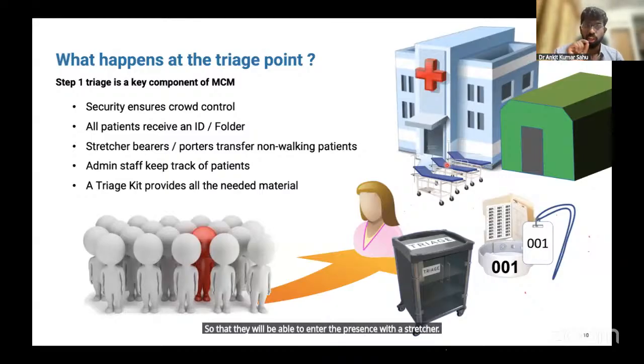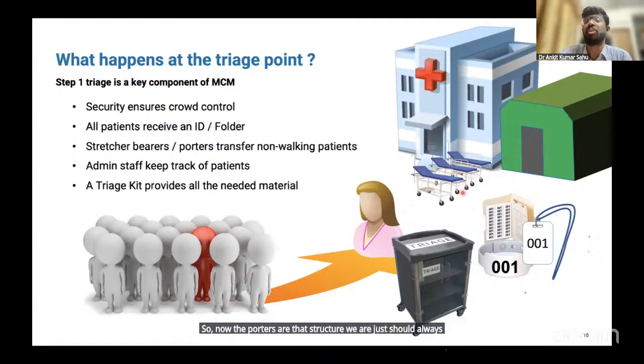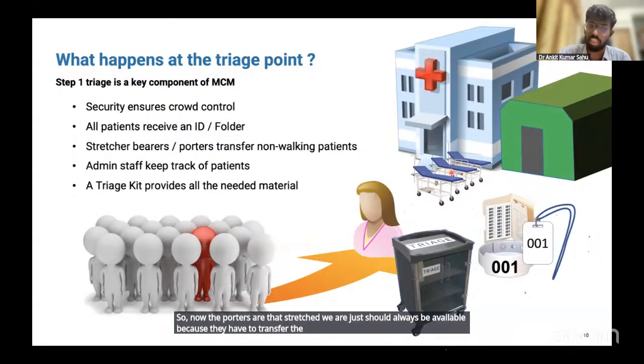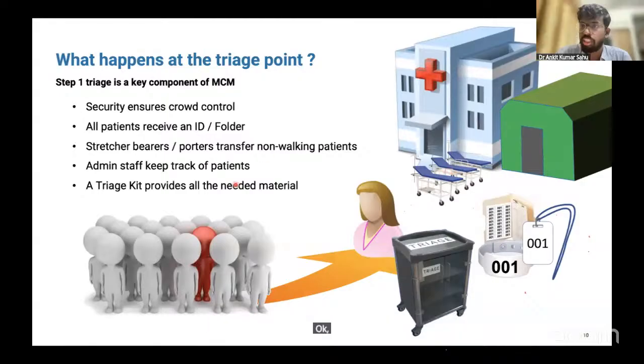No patient relatives should enter the emergency unit once the mass casualty incident is activated. Please remember that. If you allow the patient relatives in, then obviously you are not going to be able to do the normal processes of MCM. So the porters or stretcher bearers should always be available, because they have to transfer the patient since you are not allowing the relatives to enter. Okay, any question?